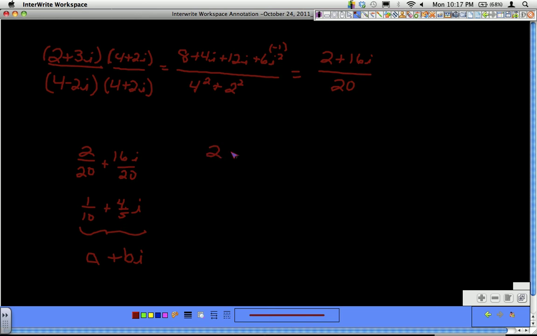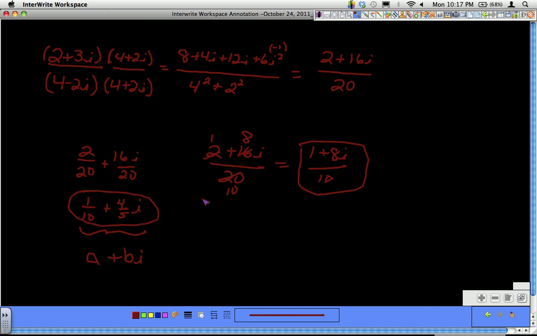Other people would just take this and say 2 plus 16i over 20, and say, hey, I can divide this by 2, this by 2, this by 2, and then they would leave it as 1 plus 8i all over 10. Both of them are equivalent answers, just written in different forms. And whichever one you decide to use depends a little bit on whatever problem you're working on at the time. So that's our section on complex conjugates and how they help us out with dividing complex numbers.